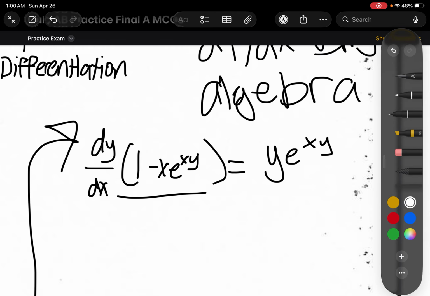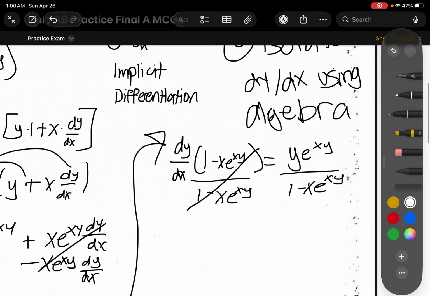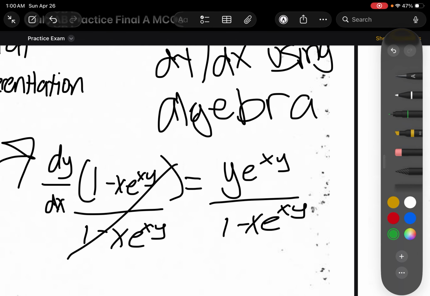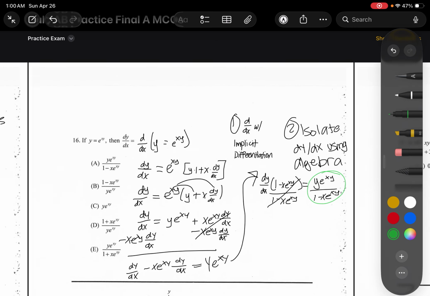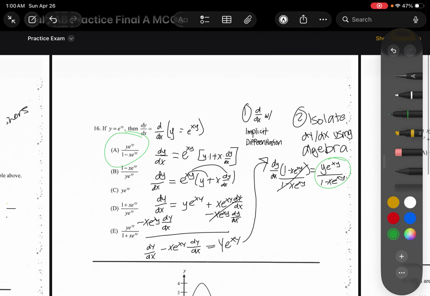Then we're going to divide both sides by 1 minus x e to the xy. Cancel. And now we have fully isolated dy/dx, which is this. And which option is that? That's going to be E. Oh, wait, no. A. Moving on to question number 17.